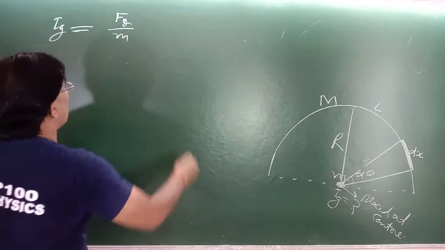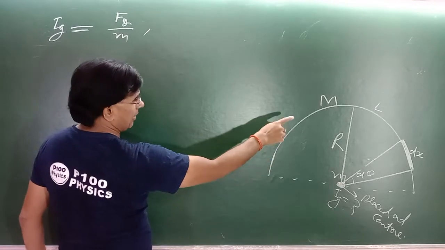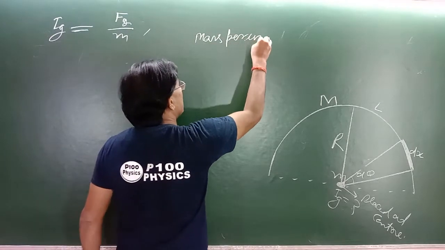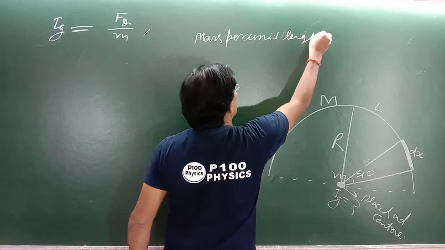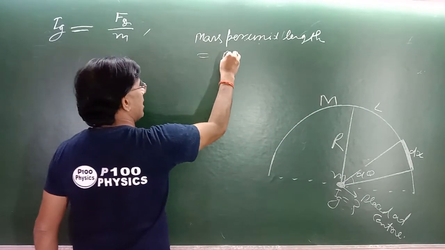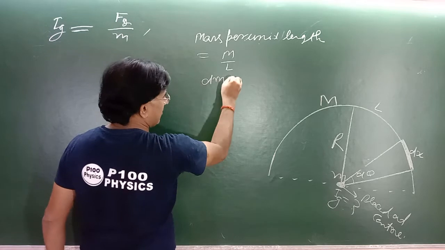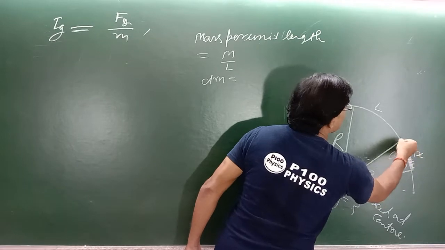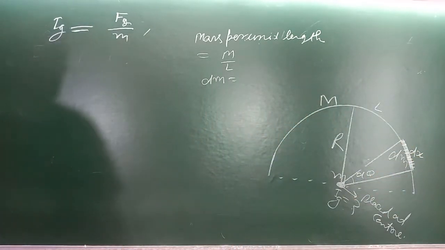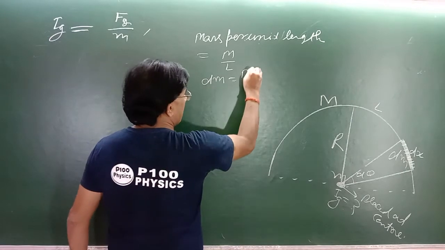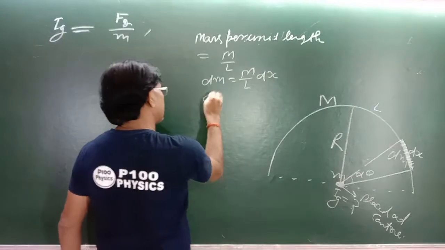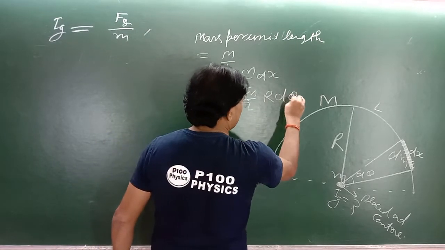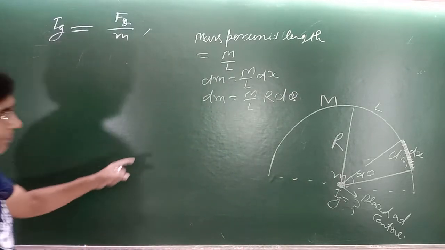Now mind, what is the mass per unit length? Mass per unit length equal to m by L. Therefore, the mass of this element is dm. From here to here, taken mass dm of the length dx, dm equal to m by L into dx, and dx equal to r d theta. So dm equal to m by L into r d theta. This is the value of dm.